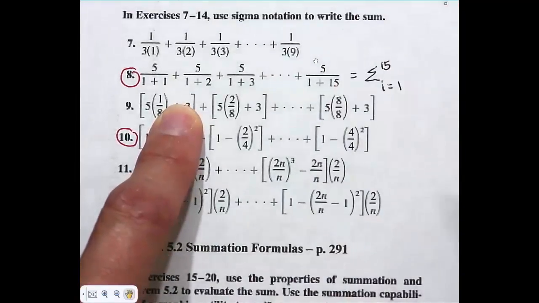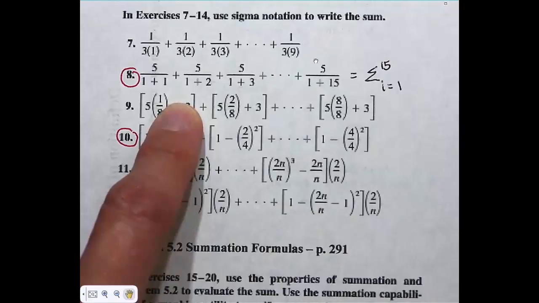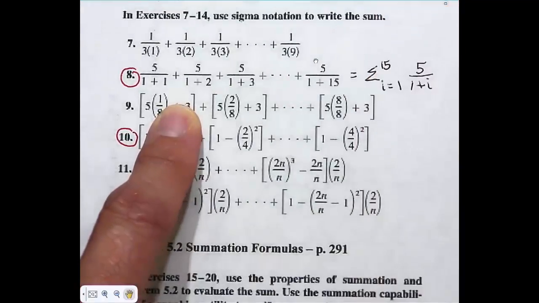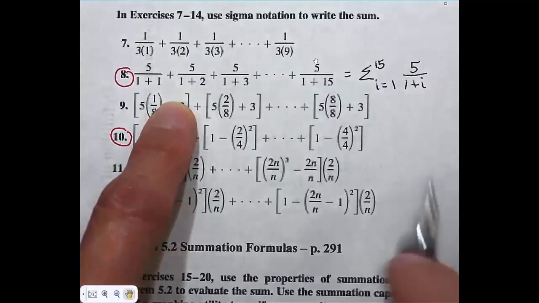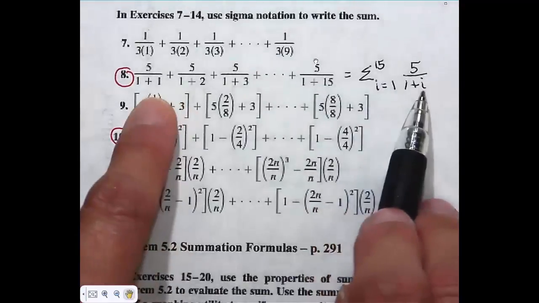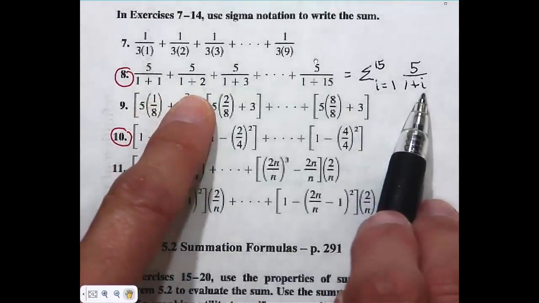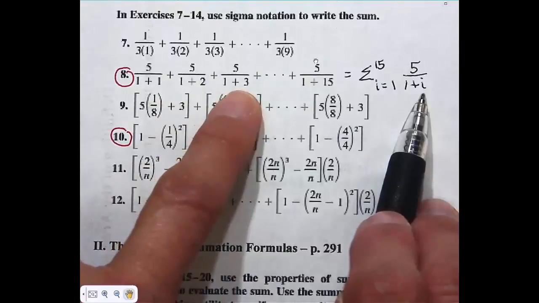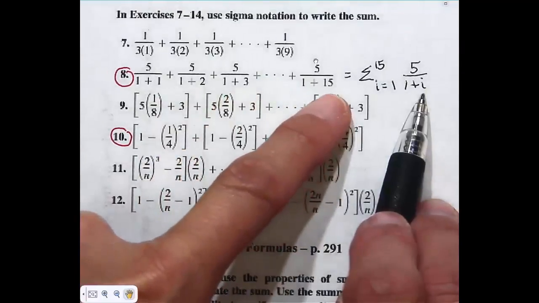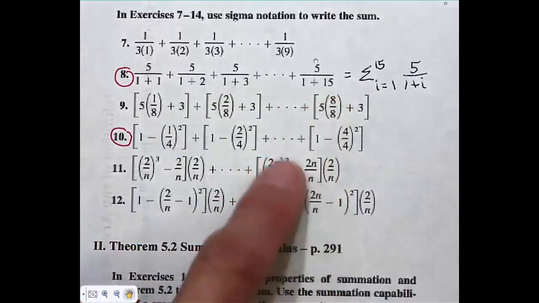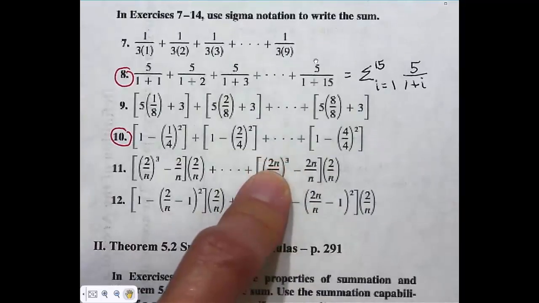We're summing up some stuff from I equals 1 to 15. Now, what is it that we're summing up? 5 over 1 plus I. And then just double check that. If I let I equals 1, would I have the first term? Yeah, if I let I equals 2, would I have the second term? And I equals 3, I'd have the third term, all the way up to I equals 15, and I'd have the last term. So we found the sigma notation that represents that series.